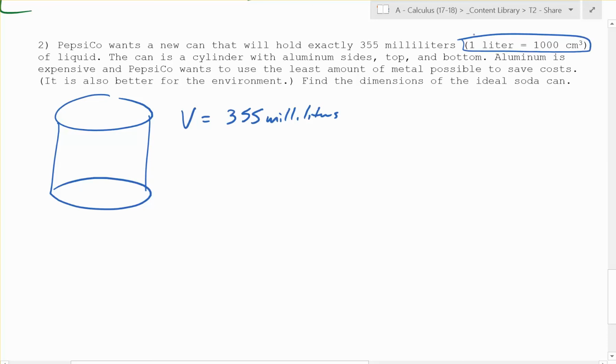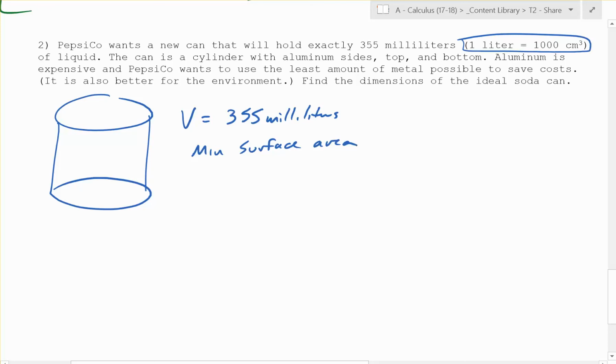So it's a cylinder with aluminum sides, top and bottom. Aluminum is expensive, and PepsiCo wants to use the least amount of metal possible to save costs. Find the dimensions of the ideal soda can. So what we're doing is finding the minimum surface area. We know that the volume is going to be the same, but we need to minimize surface area.